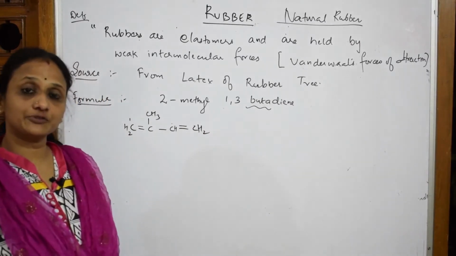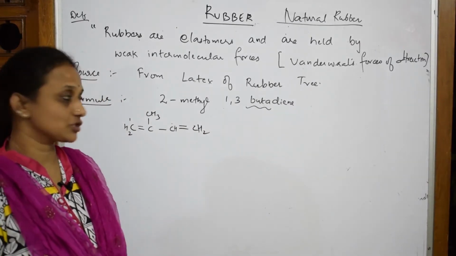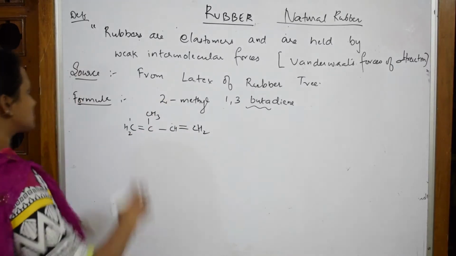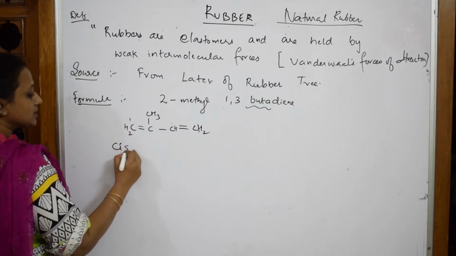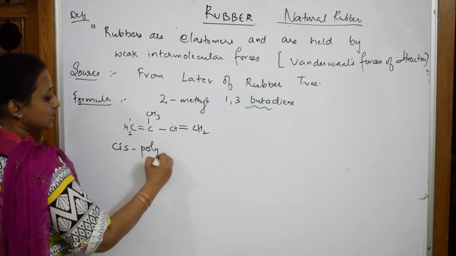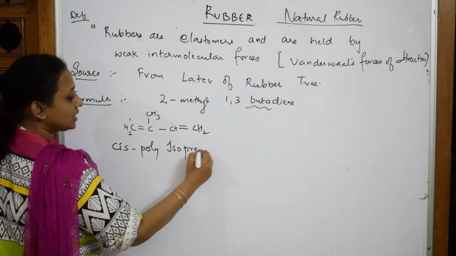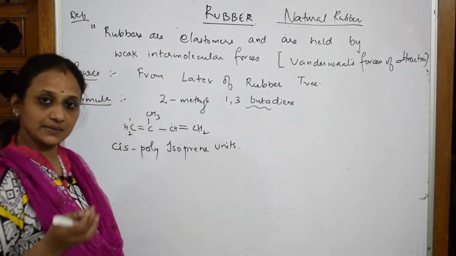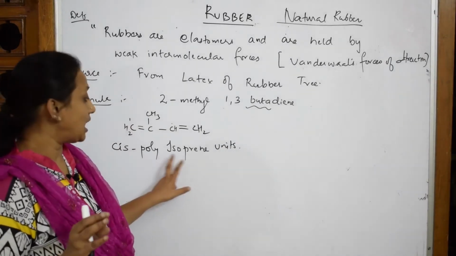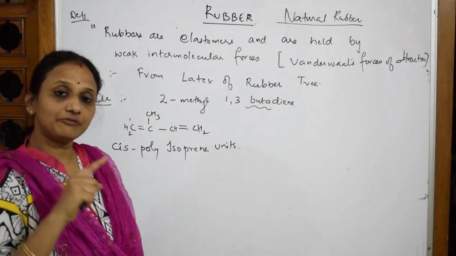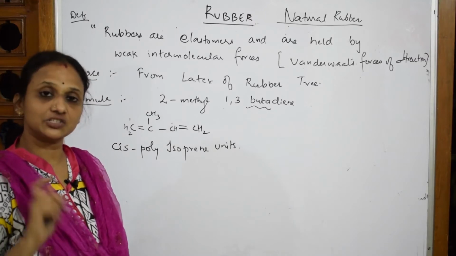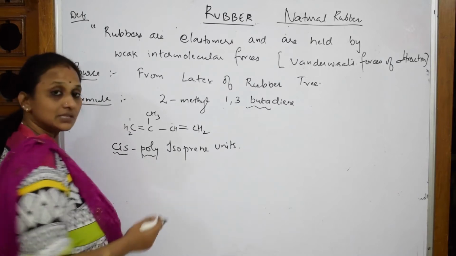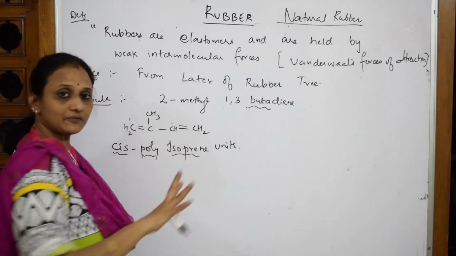So basically when I have to speak about natural rubber, when I go into the structure, other than 2-methyl-1,3-butadiene, we also call the structure as cis polyisoprene units. What is this basically? When I say cis, it means on the same side. Poly means many. Isoprene units means if they have 5 carbon atoms linked, then it is called isoprene. Once again, cis on the same side. Poly means many, isoprene means 5 carbon chains.